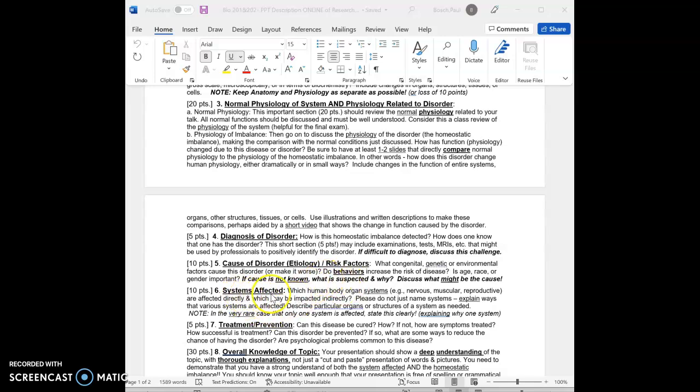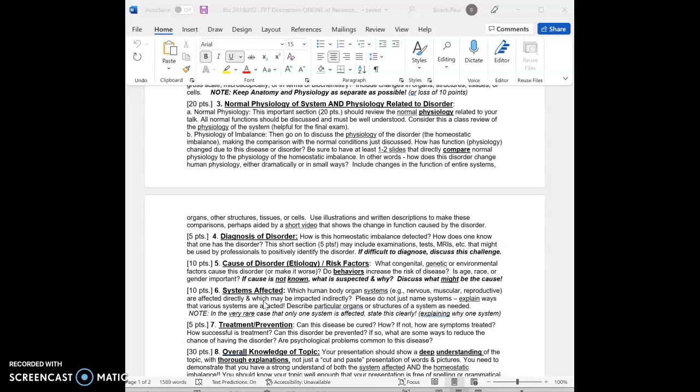Then systems affected. This is one that students miss a lot. Not a lot, but compared to the other ones. Everyone gets diagnosis, everyone gets cause. A system is one of the systems we studied this year. So you wouldn't say bones, you would say the skeletal system. You wouldn't say heart, you would say it affects the cardiovascular system, and this is why.